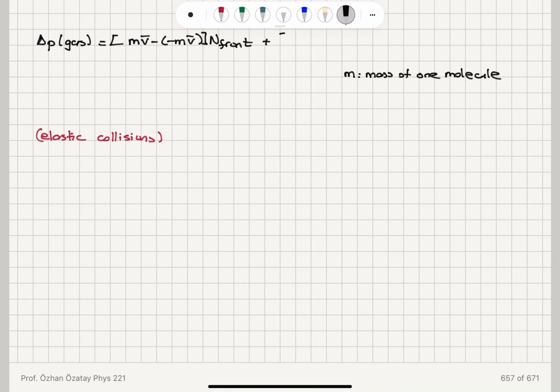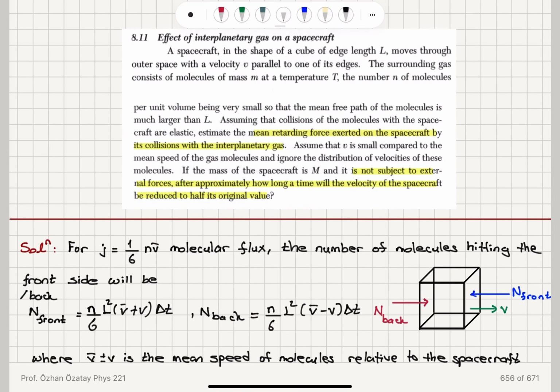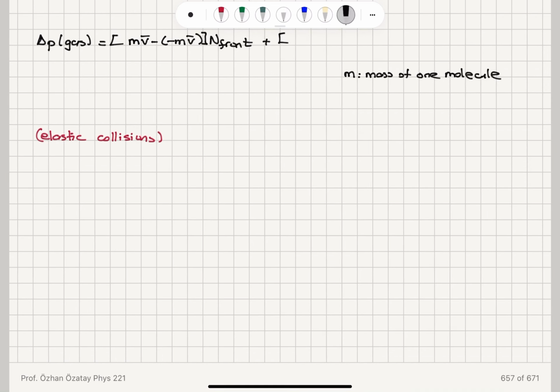And for the ones hitting from the back side, they have an initial linear momentum m v bar, and final linear momentum minus m v bar due to reflection. So this will be minus m v bar minus p initial, multiplied by the number hitting from the back side. This gives 2 m v bar times the number hitting from the front minus the number hitting from the back side. Here m is the mass of one molecule.